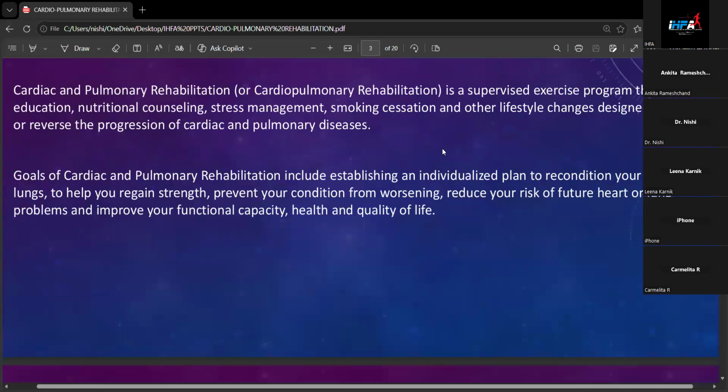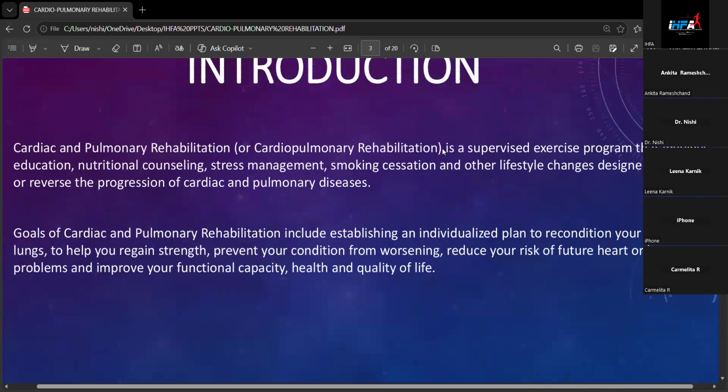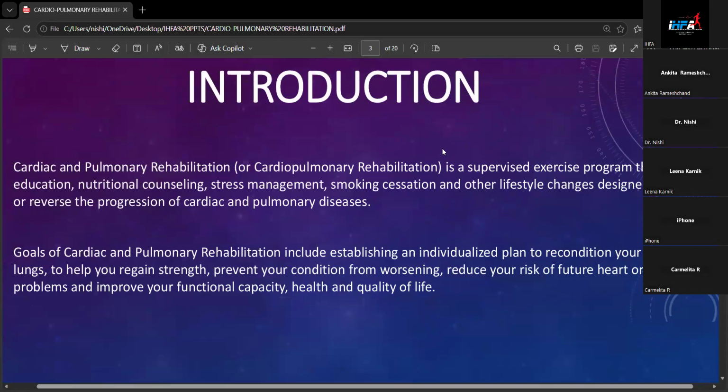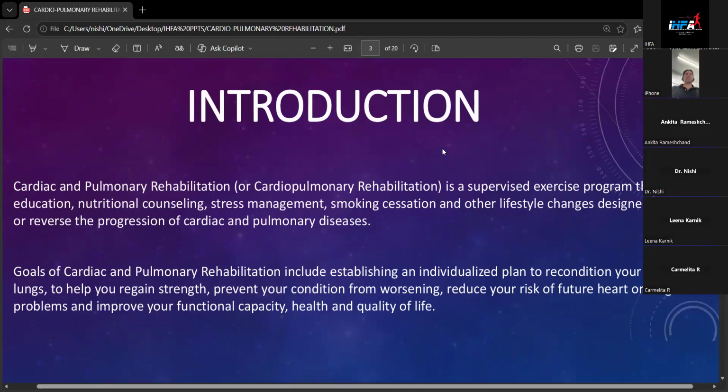So, cardiac and pulmonary rehabilitation, or cardiopulmonary rehabilitation, is a supervised exercise program that involves education, nutritional counseling, stress management, smoking cessation, and other lifestyle changes, designed to prevent or reverse the progression of cardiac or pulmonary diseases. The goal includes establishing an individualized plan to recondition your heart and lungs to help you regain strength, prevent your condition from worsening, reduce the risk of future heart or lung problems, and improve overall functional capacity, health, and quality of life. Is everyone clear and with me?